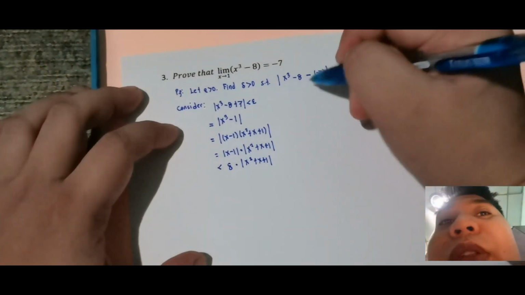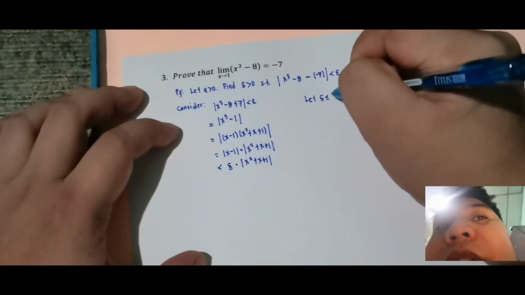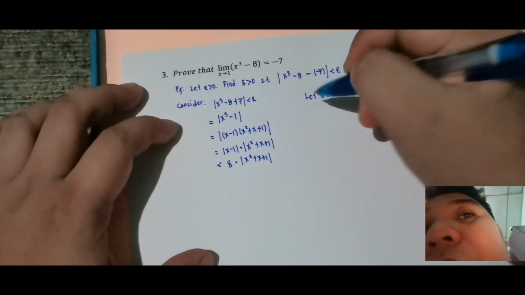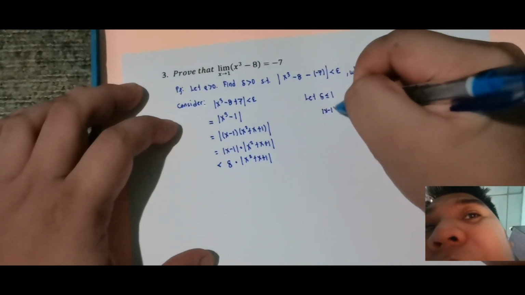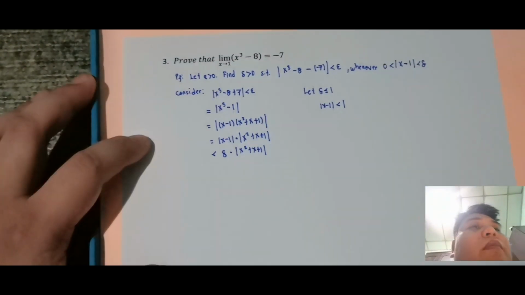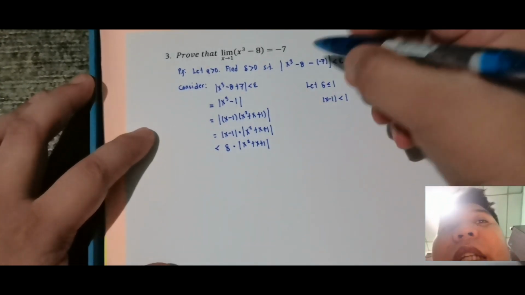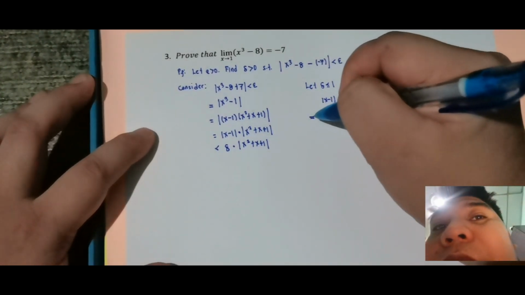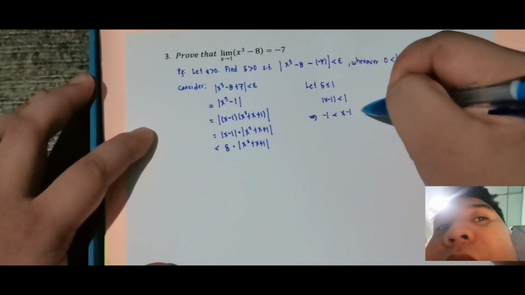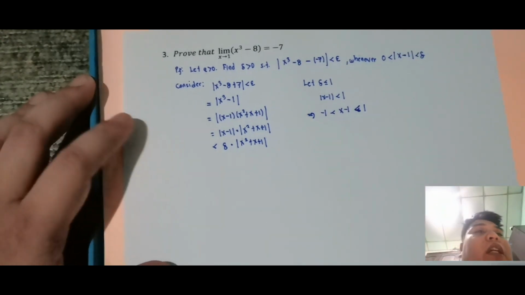So dito tayo, let muna natin yung ginagawa ko nakaraan. So let delta be less than or equal to 1. So that is |x minus 1| is less than 1. So by definition of absolute value, this implies that negative 1 is less than x minus 1 less than 1.